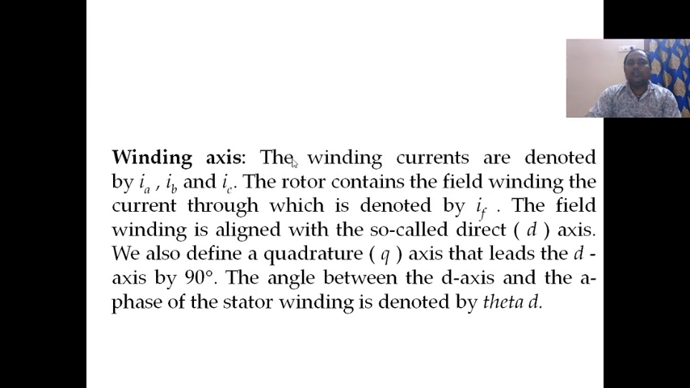Winding axis. The winding currents are denoted or represented by IA, IB and IC. The rotor contains the field winding, the current through which is denoted by IF. The field winding is aligned with the so-called direct axis. We also define the quadrature axis that leads the direct axis by 90 degrees. The angle between the direct axis and the phase of the stator winding is denoted by theta d.